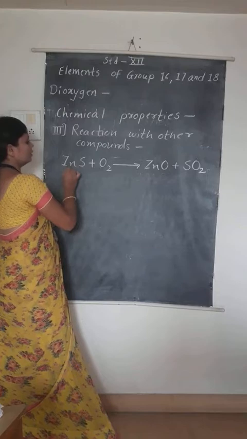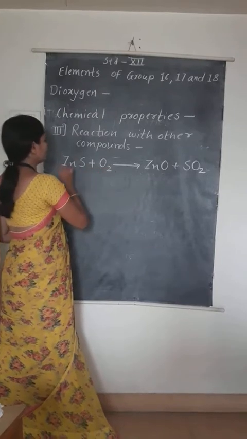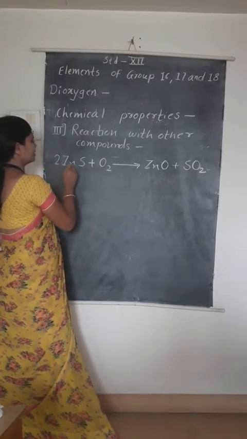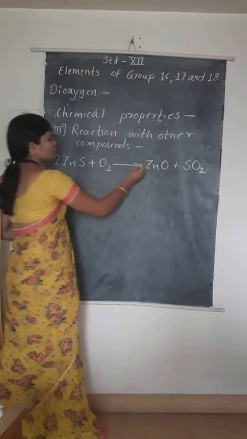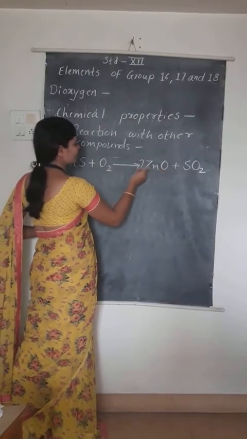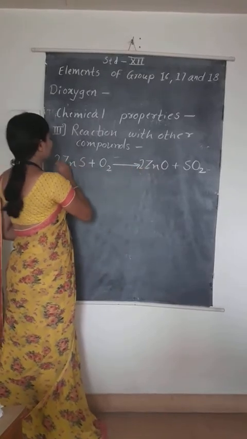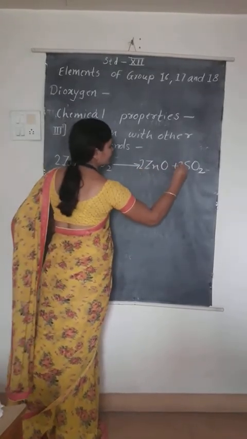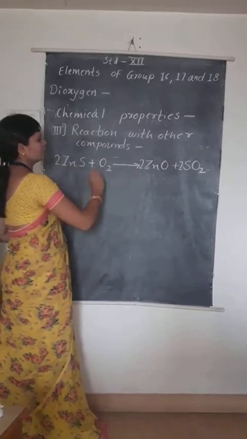To balance the oxygen atoms, first here take the coefficient of zinc sulfide as a 2. To balance here zinc atoms, take here coefficient of zinc oxide as a 2. To balance sulfur atoms, take here coefficient of sulfur dioxide as a 2.